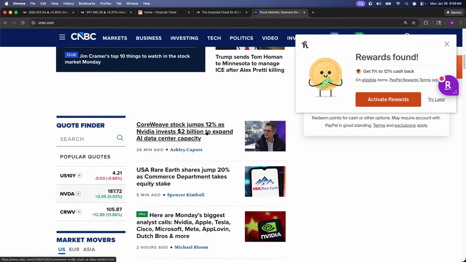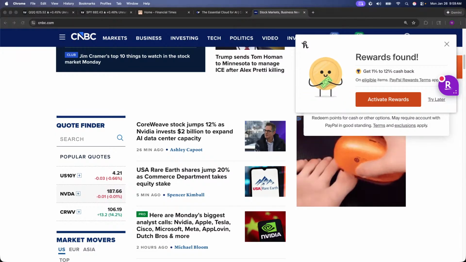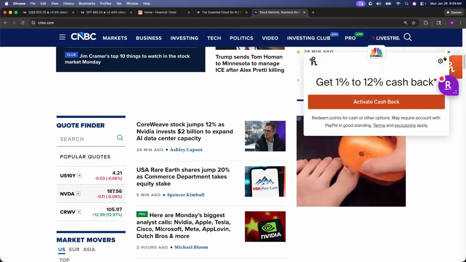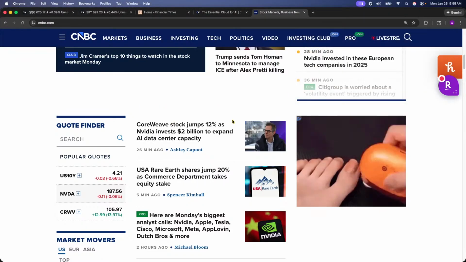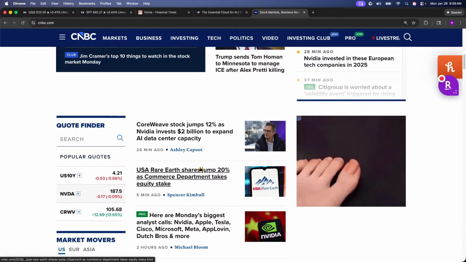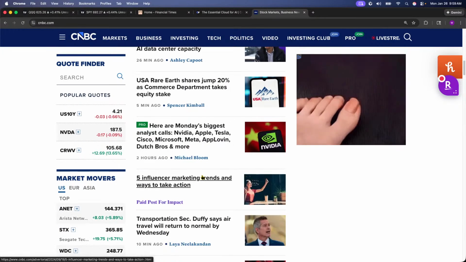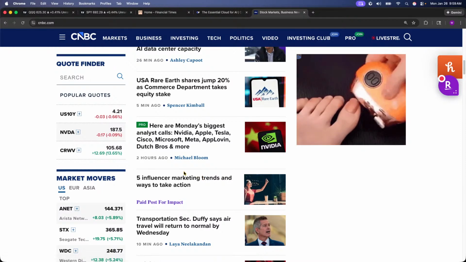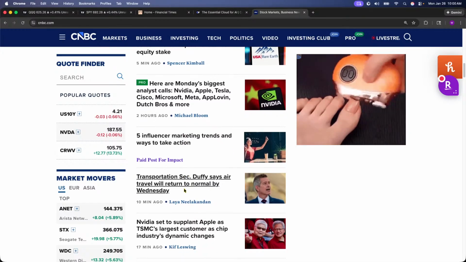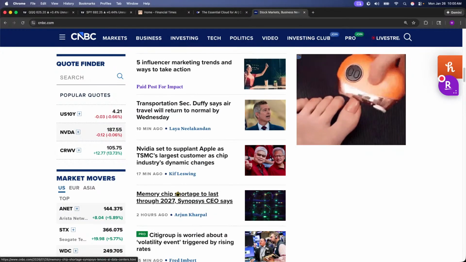CoreWeave stock jumps 12% as Nvidia, see this CoreWeave thing. They sell, and then buy chips from Nvidia. That 2 billion is just to pay for more Nvidia chips. LOL. But all this money just gets moved around, bro, from one bucket to the next. It's interesting to see how all of them are coming to play. I really think this whole AI bubble is not going to pop as some would think later this year. I still think it has some legs.